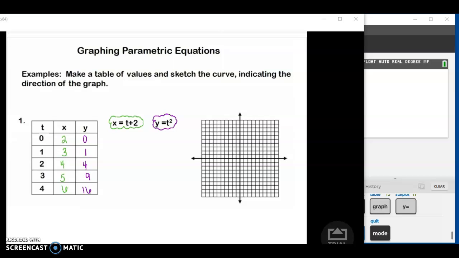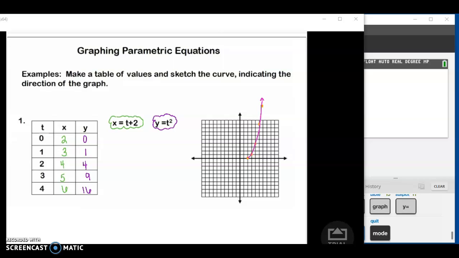If we go over here to the graph, we're going to plot the first point 2, 0. So over 2, up 0, and then we have the point 3, 1. We have 4, 4, 5, 9, then we have 6, 16, which is going to be off the chart, but it would be somewhere up here. Okay, so we have a curve here. It looks like part of a quadratic, and it would keep going up forever.